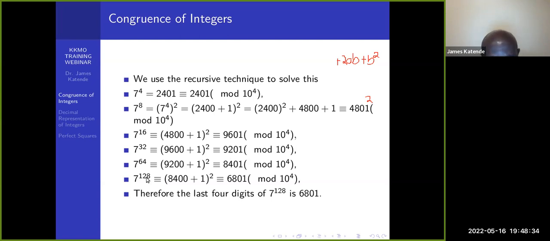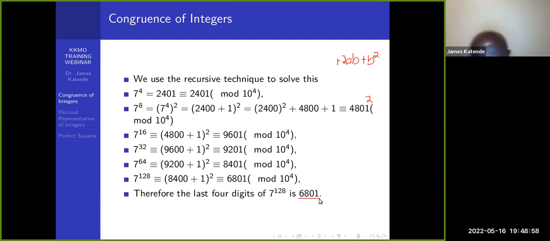We keep doing this until we finally reach our desired power, which is 7 raised to 128. And the remainder turns out to be 6,801 at that point when divided by 10 raised to 4. Those are the last 4 digits that you're looking for.